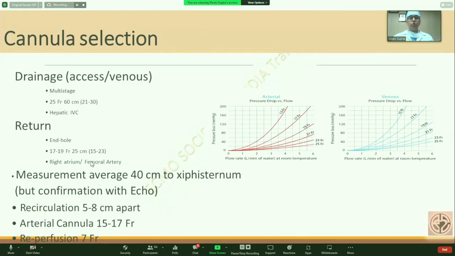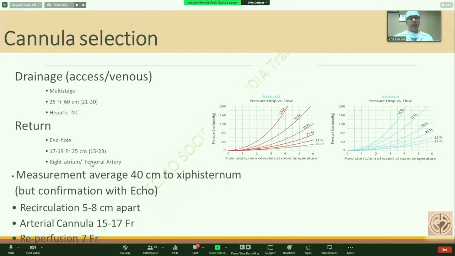To ensure that there is no recirculation, means in cases of VV ECMO, the access cannula and return cannula, where deoxygenated blood is being taken by the access cannula and oxygenated blood is being returned by the return cannula, if they come very close to each other, the oxygenated blood will go into the access cannula itself, and oxygenated blood may not be circulated adequately in the body. So it is very important that we keep a distance of at least around 8 to 10 centimeter, so that we can minimize the recirculation.